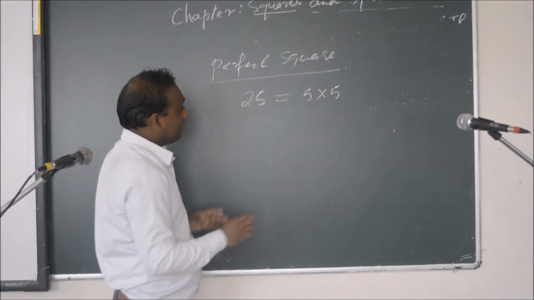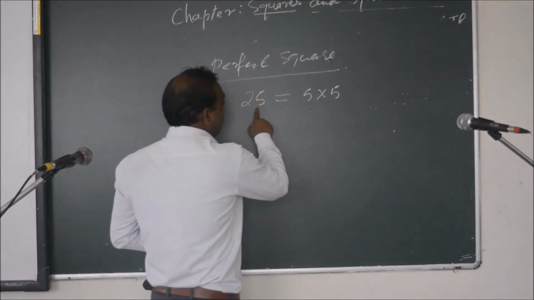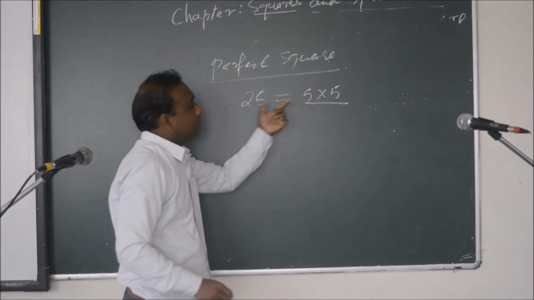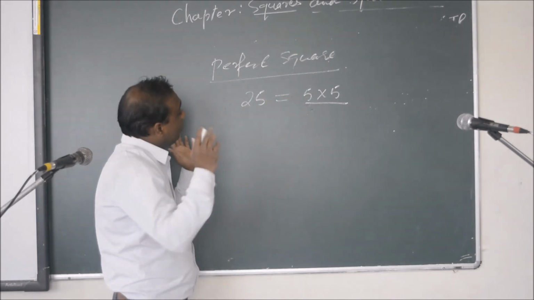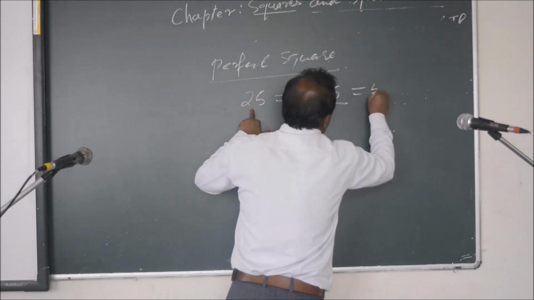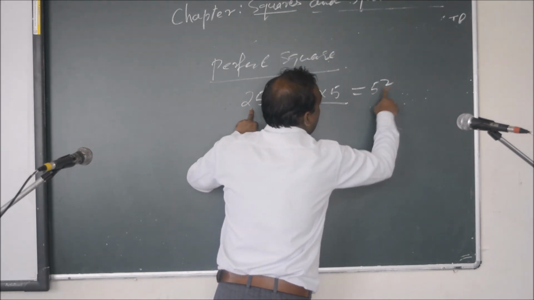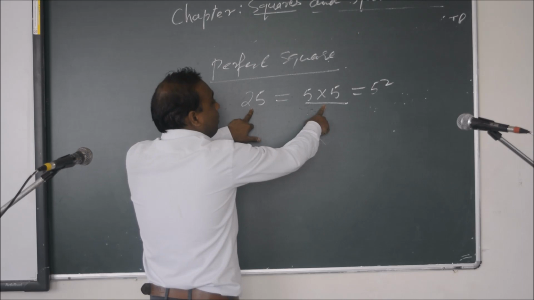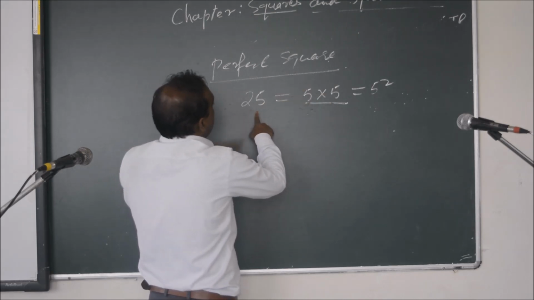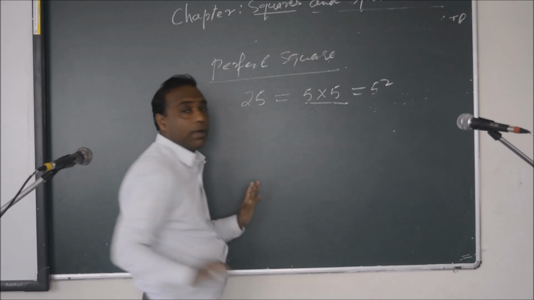So that's why we can say that 25 is the product of this 5. The square of 5 is 25. That's why we can say that this 25 is a perfect square. If you take 5 squared, you can write 5 into 5, so you will get 25 here. That's why we can say that 25 is a perfect square.